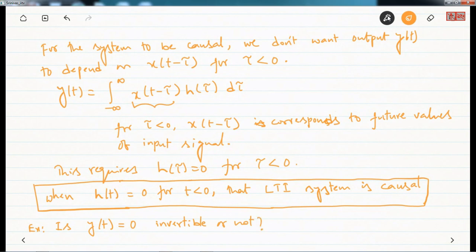Say for example, there is a system whose output is always 0. There is a linear time invariant system whose output is 0 no matter what you give. So y of t is equal to 0. Do we call such a system an invertible system or not? This is clearly not an invertible system.